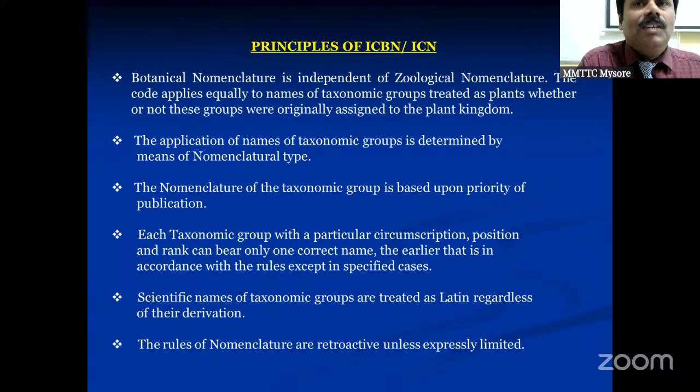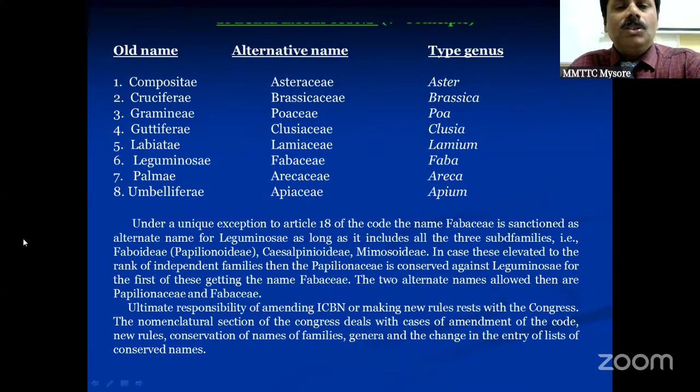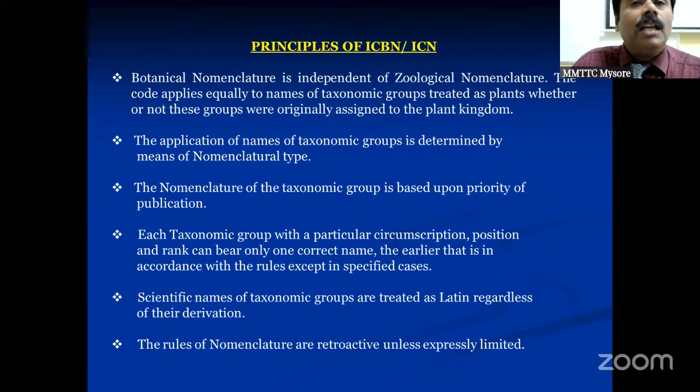In this context, there are exceptional cases where 8 families have been identified which can have both names; both names are valid. Please note down the alternative names: Compositae, Asteraceae; Cruciferae, Brassicaceae, with Arabidopsis thaliana; Gramineae, Poaceae, all the cereals; Guttiferae, Clusiaceae; Labiatae, Lamiaceae; Leguminosae, Fabaceae; Palmae, Arecaceae; Umbelliferae, Apiaceae. These are the 8 families for which both the old name and the alternative name are valid. Writing either one is valid. This is called an exceptional case under the fourth principle; there are 8 families which can be written both ways.